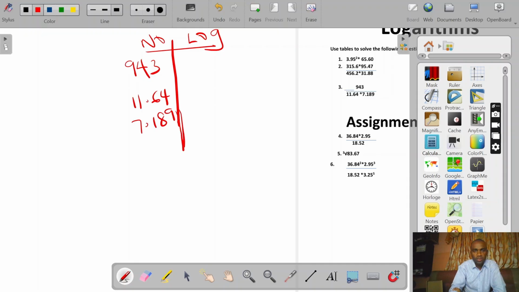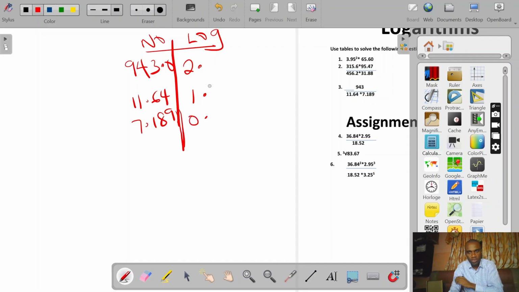943 is the same thing as 943.0. So that's 3 digits before the decimal point. So that will be 2.94 under 3, difference 0. This is 11.64. 2 digits before the decimal point. That's 2. That will give us 1.11 under 6, difference 4. 7.189, 1 digit before the decimal point. That will give us 0.0.